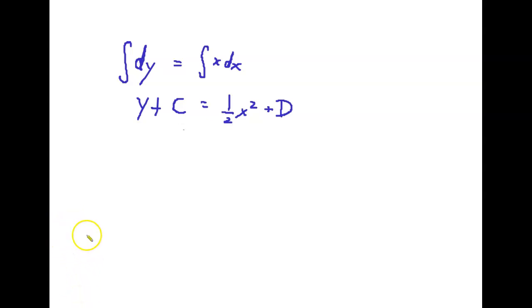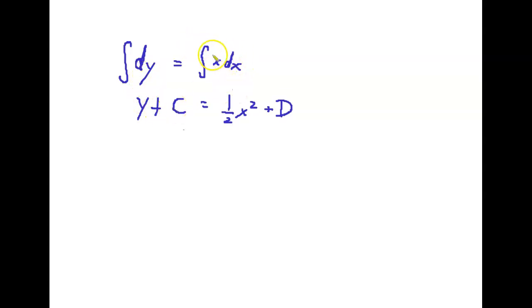Okay, let's take a look at something interesting that happens when we take the indefinite integral, or the antiderivative in this case, of both sides. Indefinite integrals and antiderivatives are the same thing. So we write y plus c. We do the antiderivative. The antiderivative of dy is y, so you get y plus c.